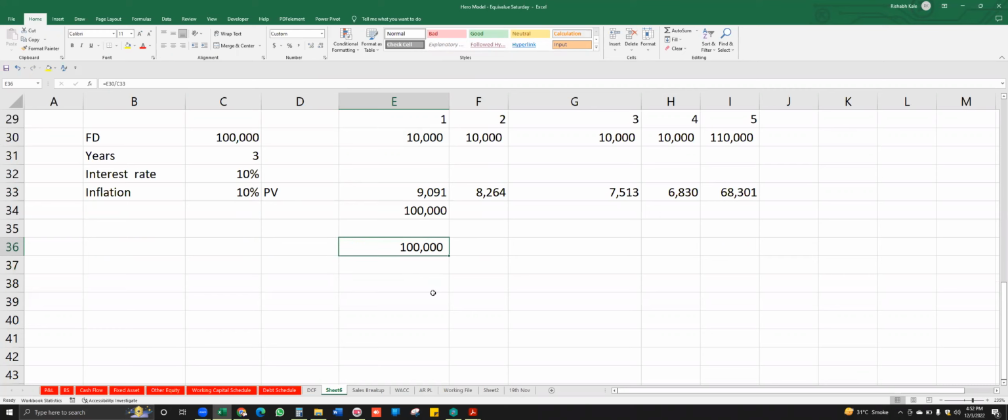Got it? Now I will not take 1 plus r for till infinity, because I don't know till how many years I am calculating. 1 plus r to the power n, we don't have n over here. So what we do is we directly take the 10%.